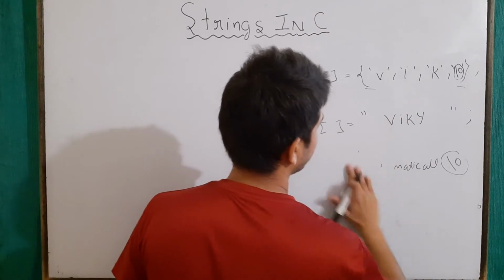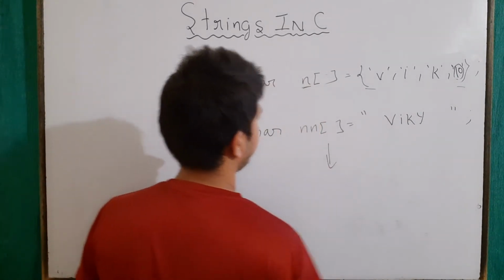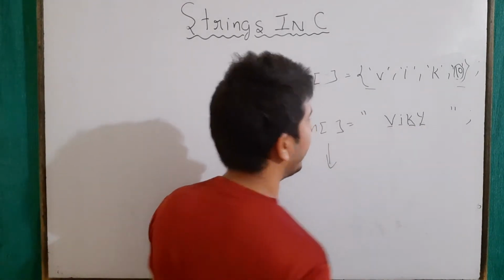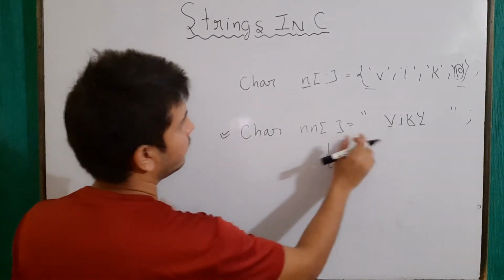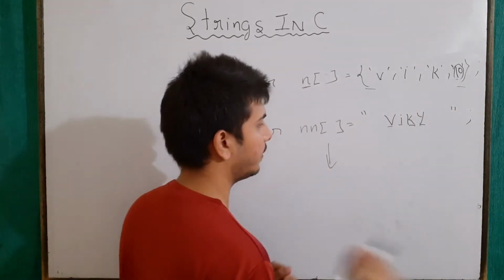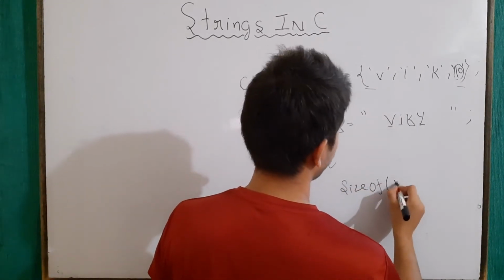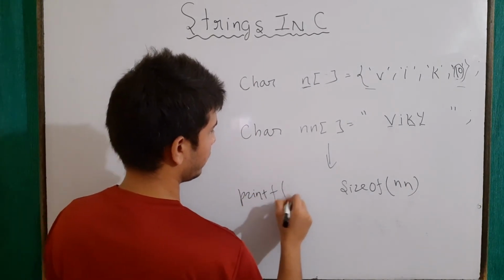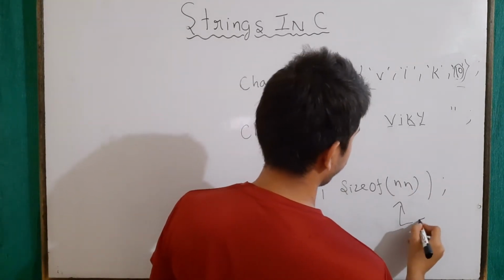So let's say I want to find the size of this array. What will be the size of this array right now? Size of NN. This is 1, 2, 3, 4, and another character which is automatically appended by this formation when we are using double quotes. So 1, 2, 3, 4, and another character which will be 5. So if I print size of NN in printf with %d, this will give me right now 5.